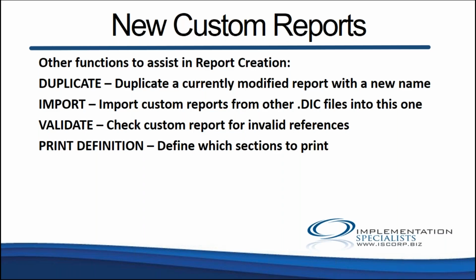Validate. It'll check modified reports, not custom ones, for invalid references. So if you're adding tables, and I didn't cover calculated fields. That's actually a pretty in-depth topic, and I may cover that in a future webinar. But validate is a good way to check to make sure that works. And then print definition, which sections to print. As I showed you, there was the report header, page header, body, and then some have a page footer and a report footer. So if you want to omit something, you can affect that with the print definition. But like I said, that can affect how the report runs, so do be careful when you do that.